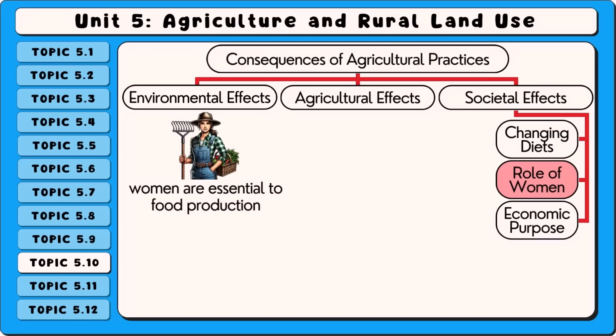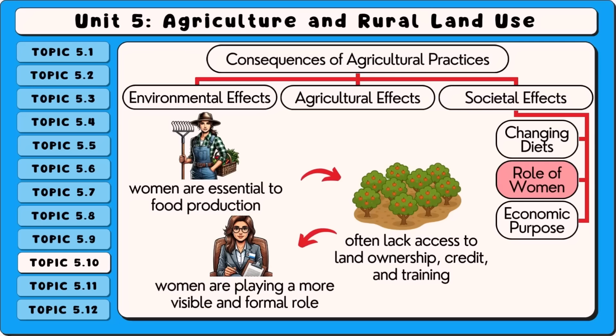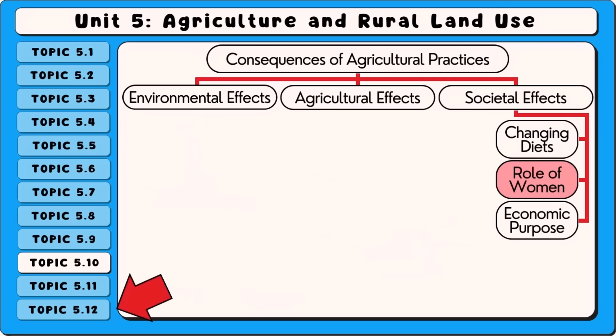In many parts of the world, women are essential to food production, especially in subsistence farming. However, they often lack access to land ownership, credit, and training. As societies modernize, women are playing a more visible and formal role in agricultural decision-making and production. We'll go much deeper into the role of women in agriculture in Lesson 5.12.